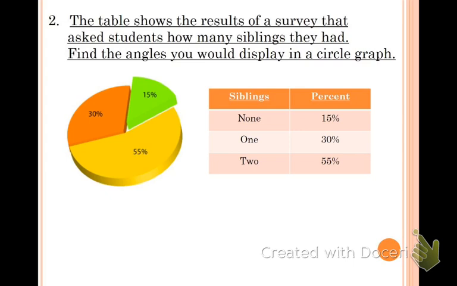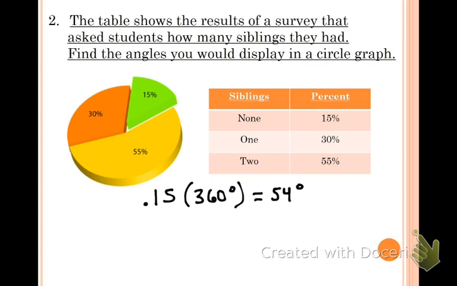For my first category, none, what is my percent? 15%. Let's change that to a decimal, and what do we get? 0.15. Multiply it times the total amount of degrees in a circle, which is 360 degrees. Plug that into your calculator to see what is 0.15 times 360 degrees. 54 degrees. Once again, thanks for putting the units next to it. Now let's go on to the next one.